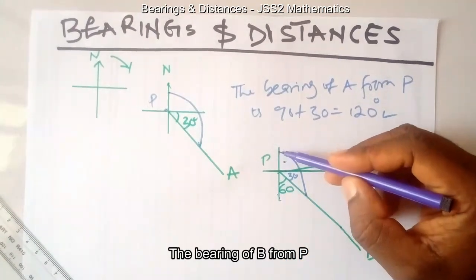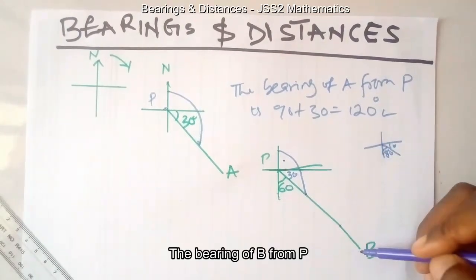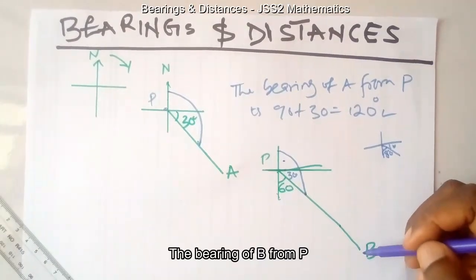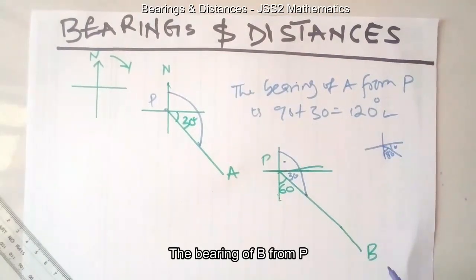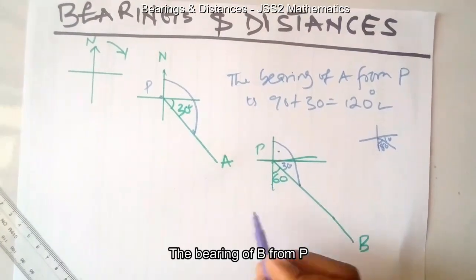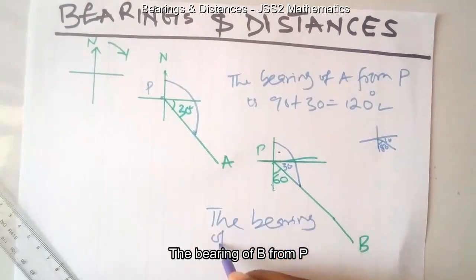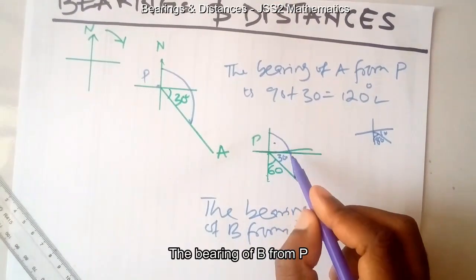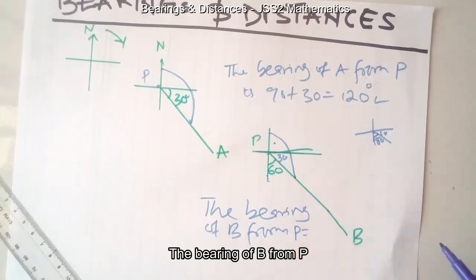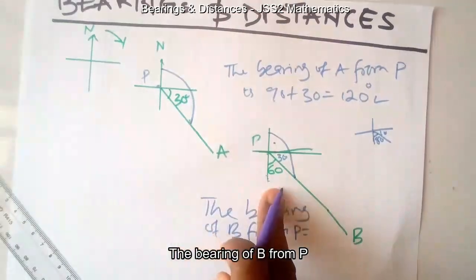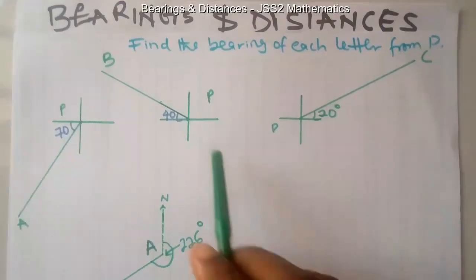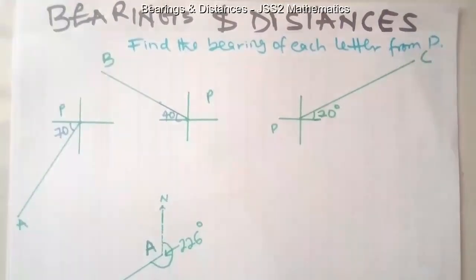Okay, we start from the north until that line. This is the direction of B. You don't go beyond. If you pass this line, then that's no more the direction of B. So the bearing of B from P is equal to 90 plus 30, which is still the same thing. So you can see it's the same way. This question can come like this. It's still the same thing. All right, I hope you get it. We are to calculate the bearing of each letter from P.